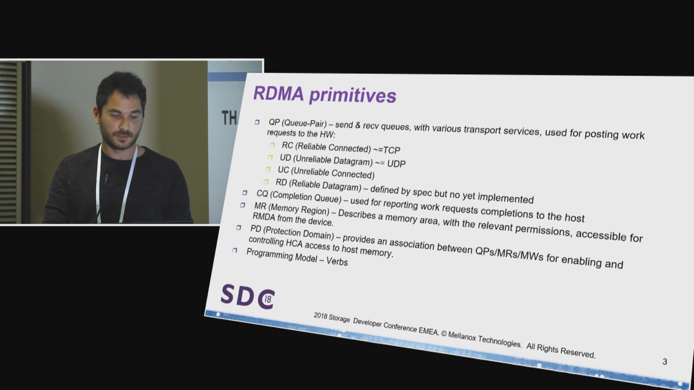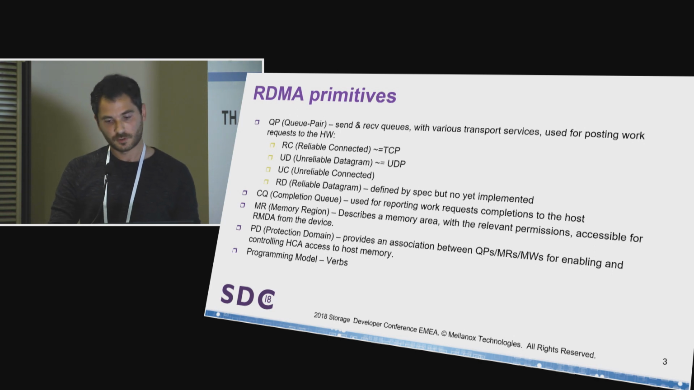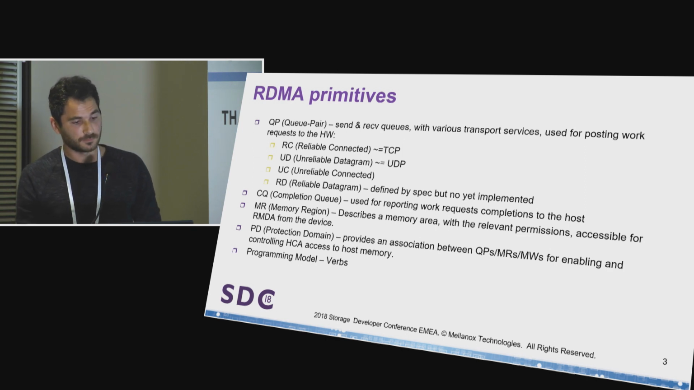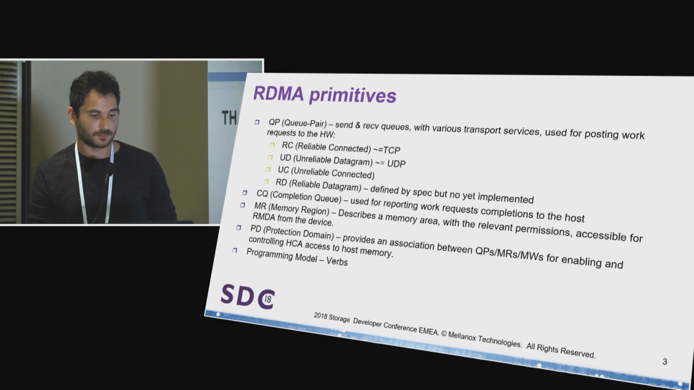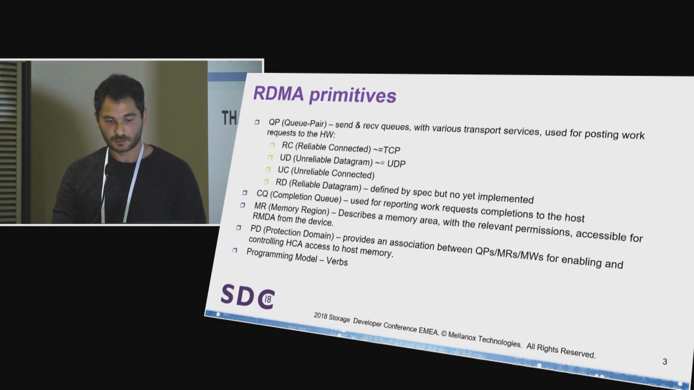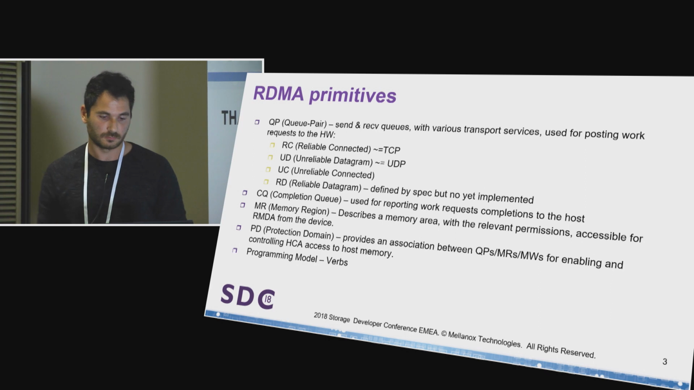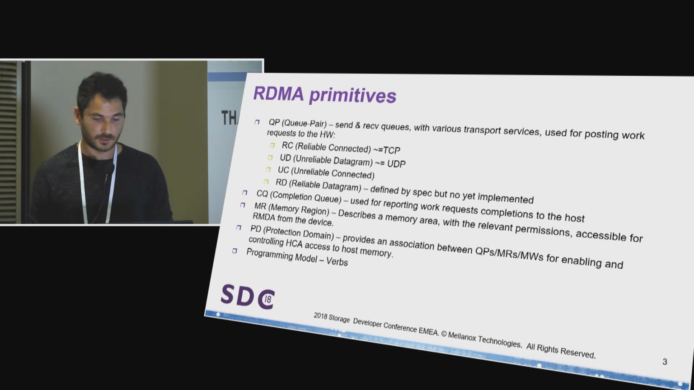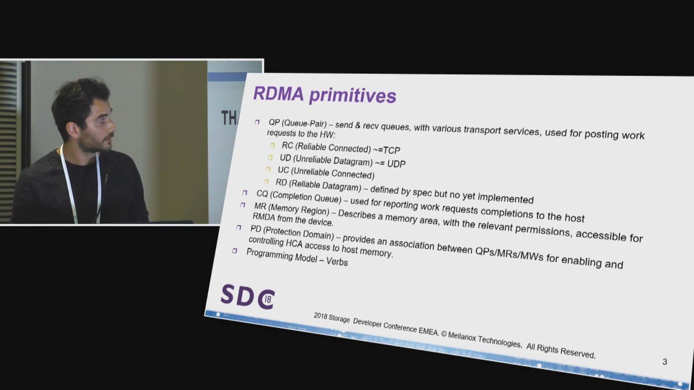So the first primitive is a queue pair. We call it QP. It's actually a pair of queues used for posting work requests to the hardware. We have 4 types of queue pairs. The reliable connected QP, called RC, is similar to what you know as TCP, also from the reliability point of view. We have a UD queue pair that is similar to UDP, and we have a combination of both of those.